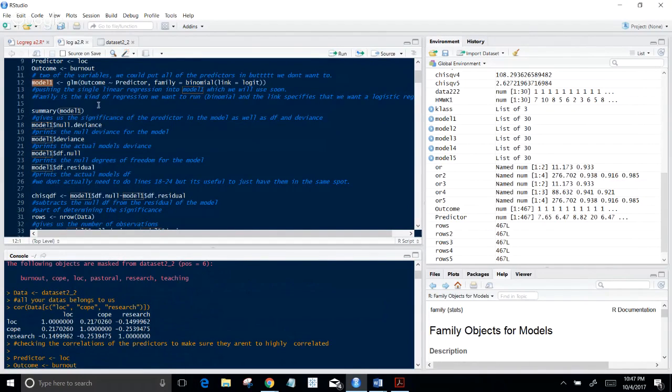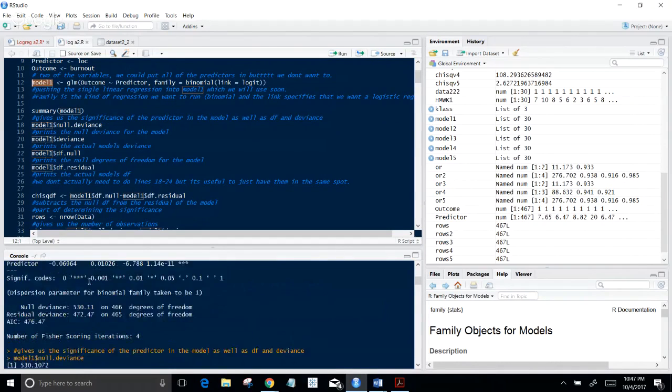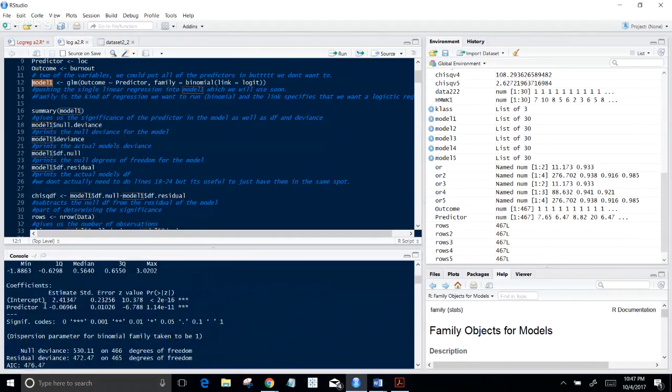Now that we have this model 1 of our logistic regression, we can start finding out information about it. Typing in summary of model 1 gives us a couple of important details. It gives us the significance of the predictor, the Wald statistics, all those fun values: the B, the standard error, the Wald statistic, and the significance of that. It also gives us the null deviance and the residual deviance, as well as the degrees of freedom associated with them, which are used to calculate the significance of the overall model.